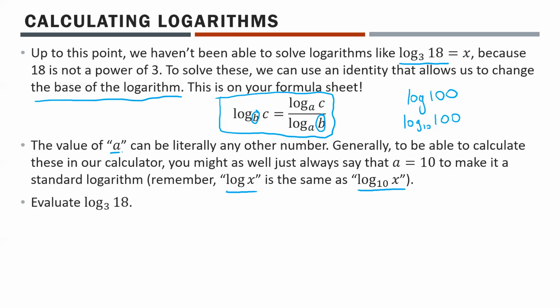Now, the value of a can be literally any other number. If this was log base 3 of c, you could change this to log base 2 of c over log base 2 of 3. It really doesn't matter what that is, so you can change a to any other number. Generally, to be able to calculate this on our calculator, you might as well just say that a is equal to 10 every single time. That's what this identity is used for.